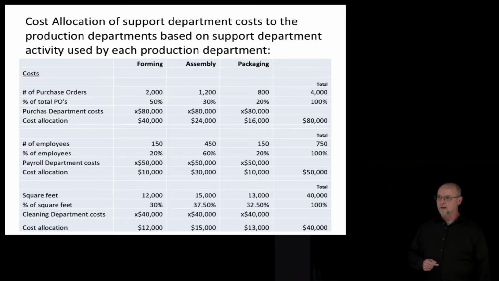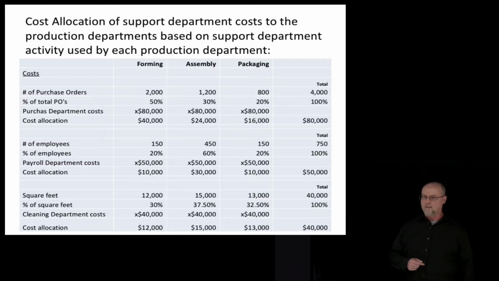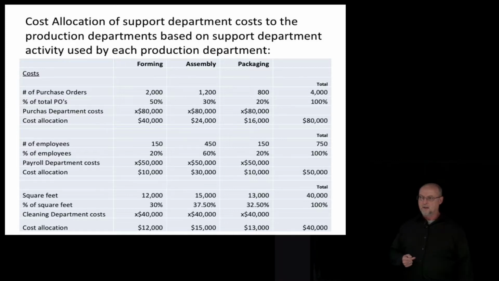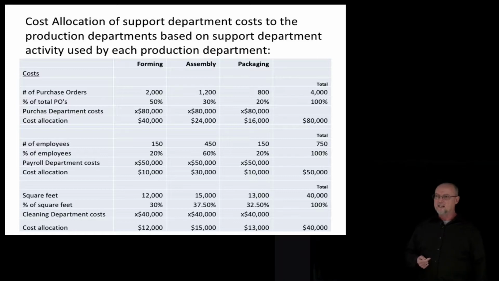12,000 feet for forming, that is 30% of the total of 40,000 square feet. So 30% is the percentage we use. We multiply that times the $40,000 that the cleaning department generated in costs. That's $12,000. Assembly, 15,000 divided by 40,000 is 37.5%. So we multiply 37.5 times the 40,000 of cleaning department costs. That's 15,000. And then 13,000 divided by 40 is 32.5% times 40,000 is $13,000. And at the bottom, 12 plus 15 plus 13. That's how we allocated the $40,000 in costs.